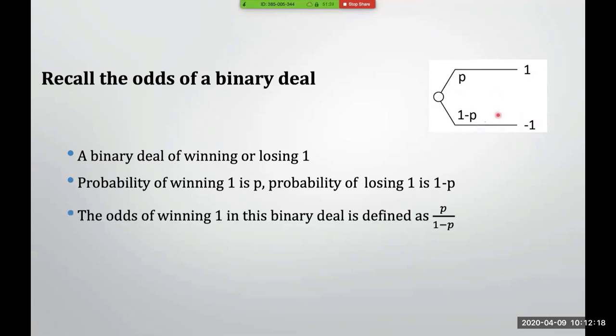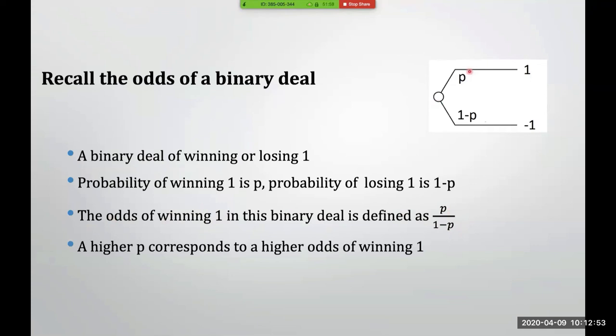And then over here, we say that the odds of winning $1 in this binary deal is the probability of winning $1 divided by the probability of losing $1. Okay, so this is consistent with what we call the odds ratio in a binary deal. Odds of winning something: the probability of that goes to the top, and the probability of the other possibility goes to the bottom.